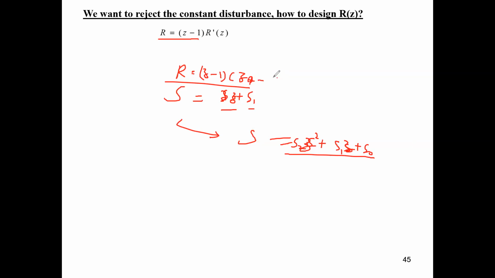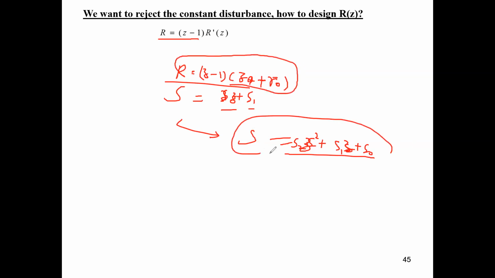You also have to put a factor there, let's say Z plus R0. So you have to increase the order of R as well as increase the order of S together. You cannot just increase one, because remember that the order of this one cannot be bigger than the denominator.